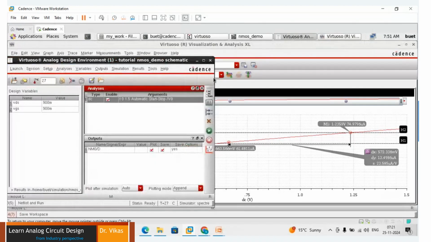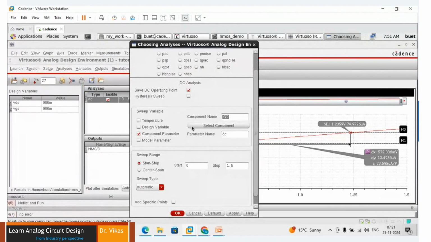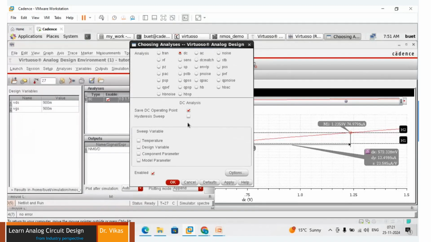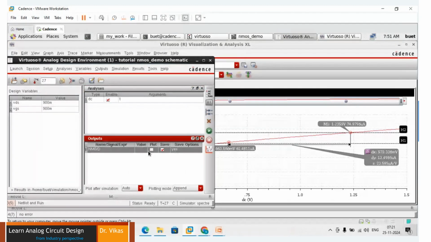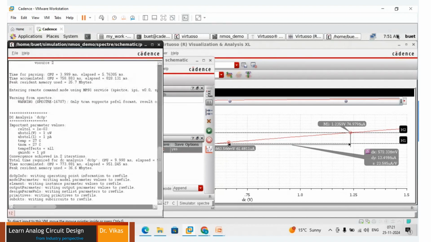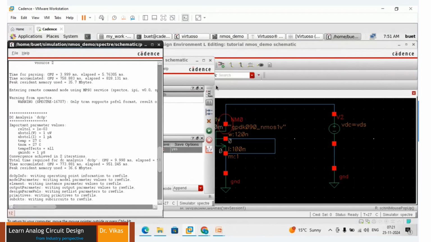Like I was telling, to do the dummy DC analysis, I won't be selecting this component parameter. I'll just be doing a simple DC analysis and say okay. I won't be plotting anything. I just simply analyze the thing and run it. Once I run it, let's minimize this. It has run, so there is no error or warning over here. I can close this dialog box.